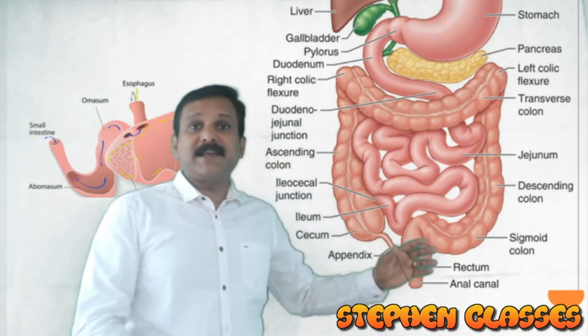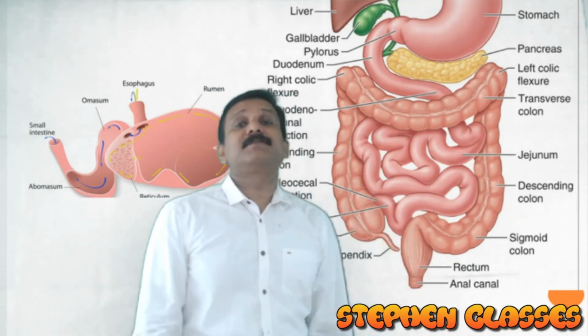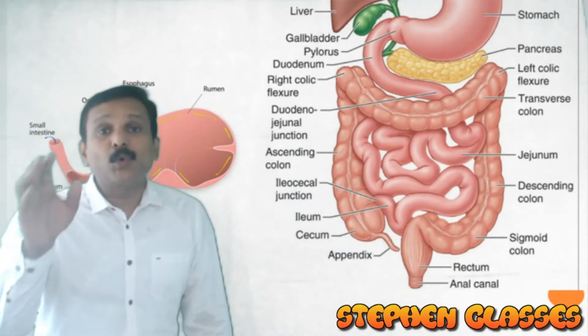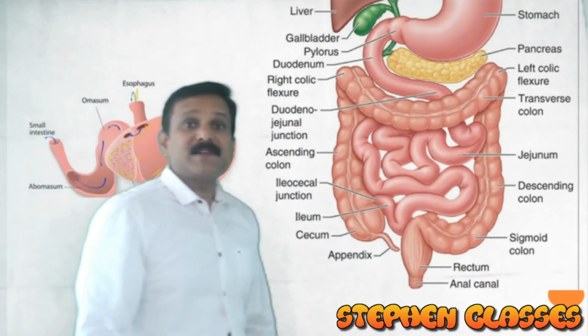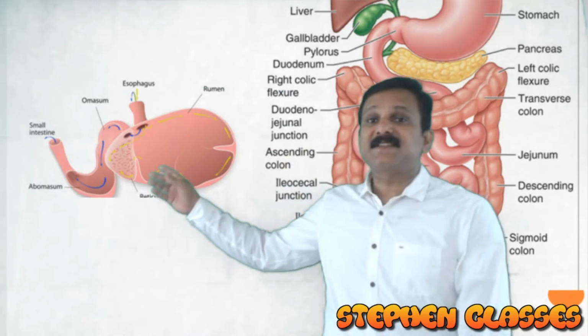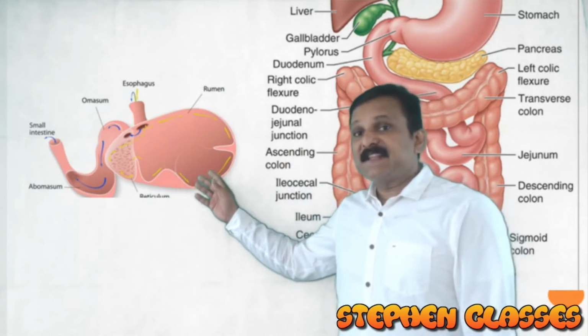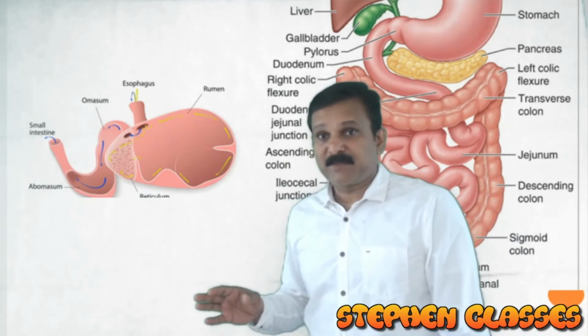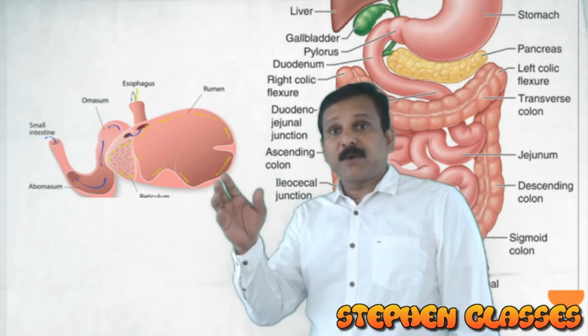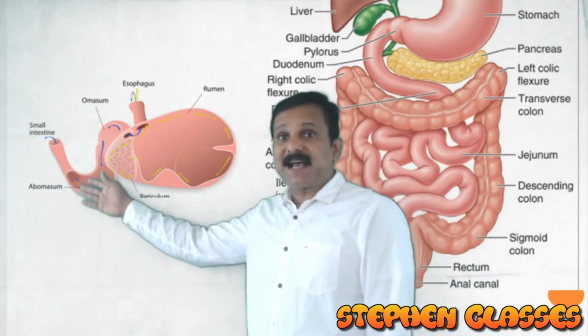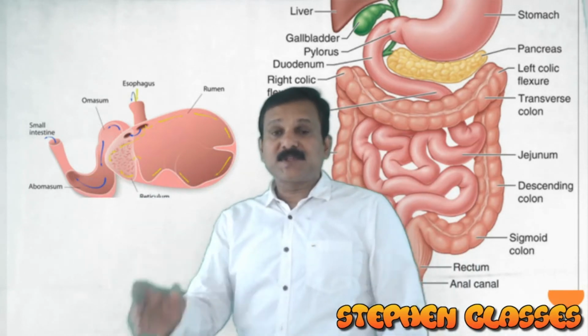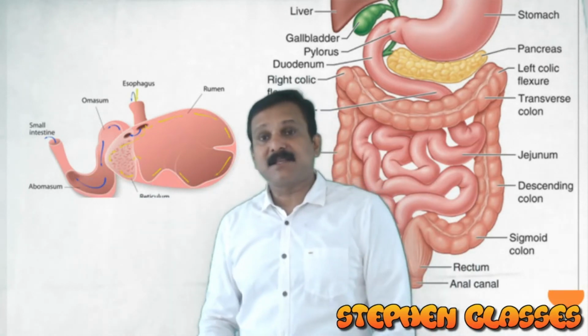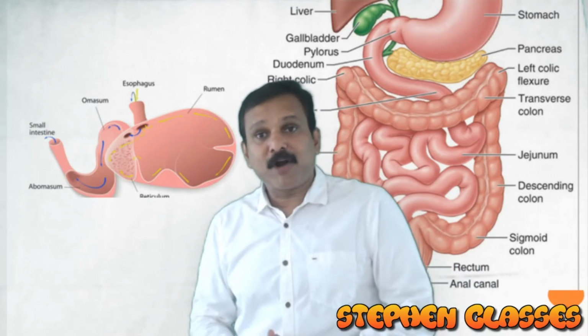Now another point in this question is about the ruminant stomach. What is a ruminant stomach? The stomach in cattle. In the stomach of cattle, you can see different chambers. It is very much different from that of human beings. You can see rumen, reticulum, omasum and abomasum. The gastric juice gets mixed in cattle in that last chamber called abomasum.